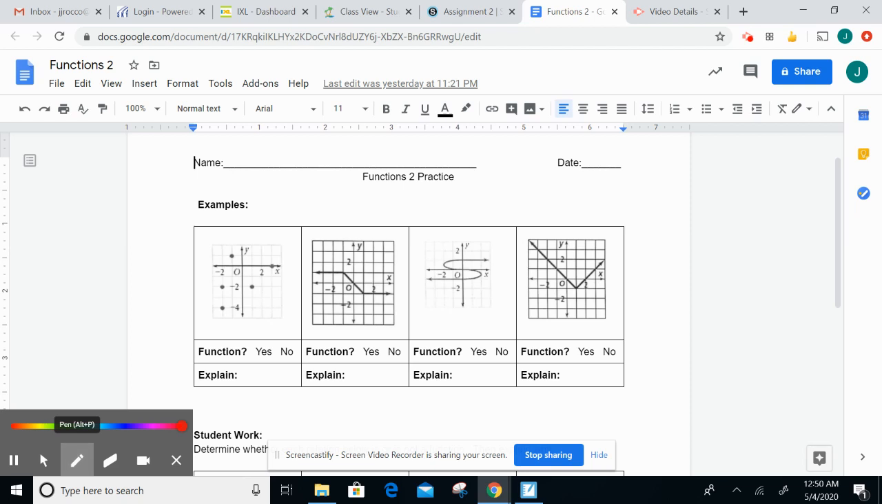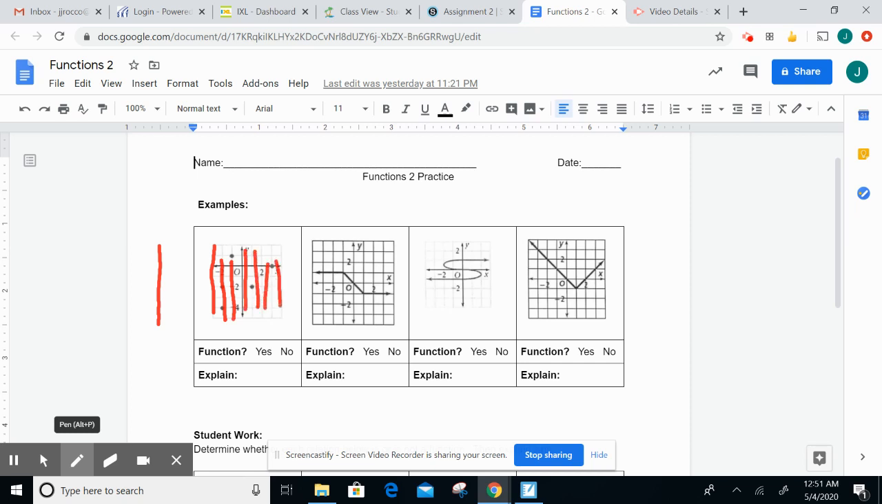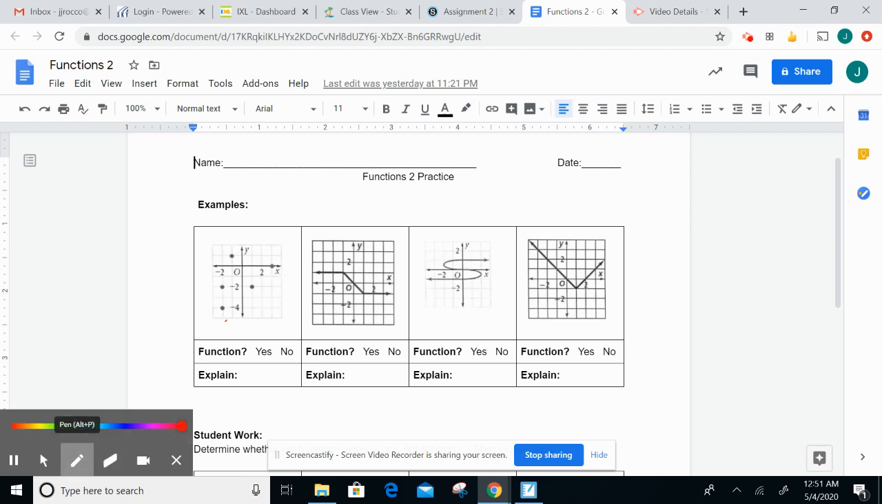What you can do, to easily check, is take your pencil, your pen, your finger, hold it vertically, as in this, and then move it across the graph, as in take my pencil and move it across the graph. I'm just drawing the line. If I moved my pencil, this is what I would see. It's just a line across. And what you're looking for is, does my pencil or my pen or my finger hit 2 points at a time? If it does, it's not a function.